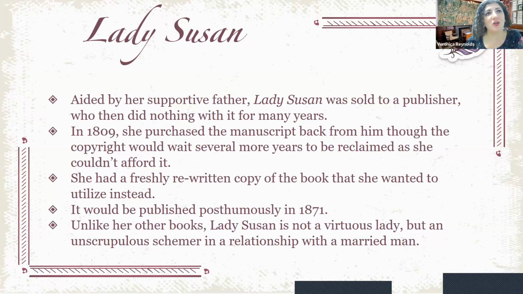So in 1809, Jane buys the manuscript back from him, though she would have to wait a couple more years to reclaim the copyright. She couldn't afford it at the time. She had to rewrite the book, and it's not published until way after her death, in 1871. Unlike her other books, Lady Susan is not a good lady. She's not a good person. She's an unscrupulous schemer in a relationship with a married man. So it's very different from her other books, but it was the first one that she wrote.